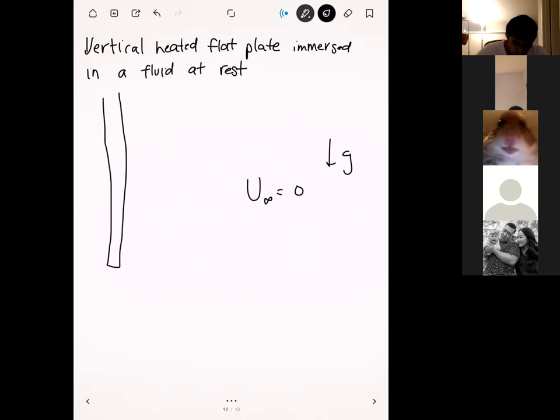All right. If we say that the surface temperature is greater than the ambient temperature, so Ts is greater than T infinity, it's going to drive some fluid flow. The fluid right next to the surface is going to heat up. As it heats up, it gets less dense, and that's going to make it go upwards. And just like with our external convection, we're going to have a boundary layer that forms.